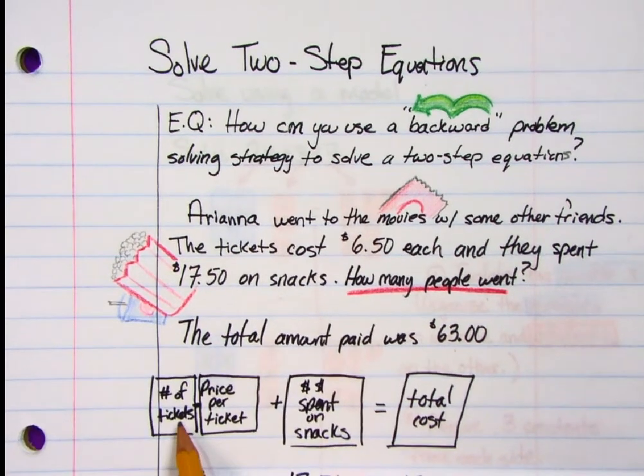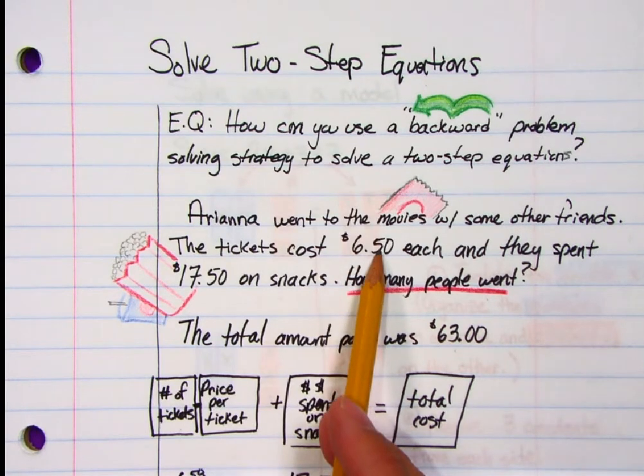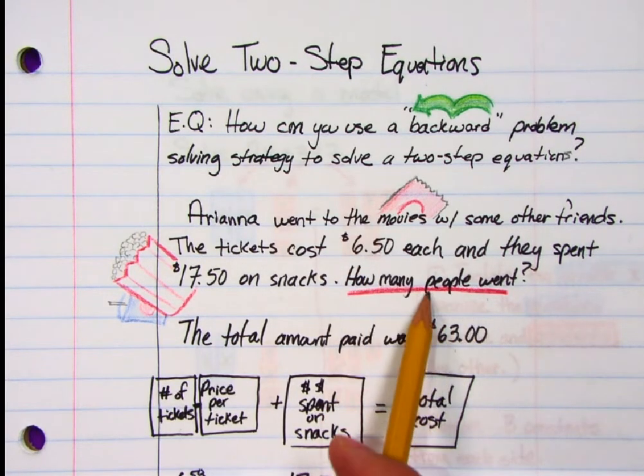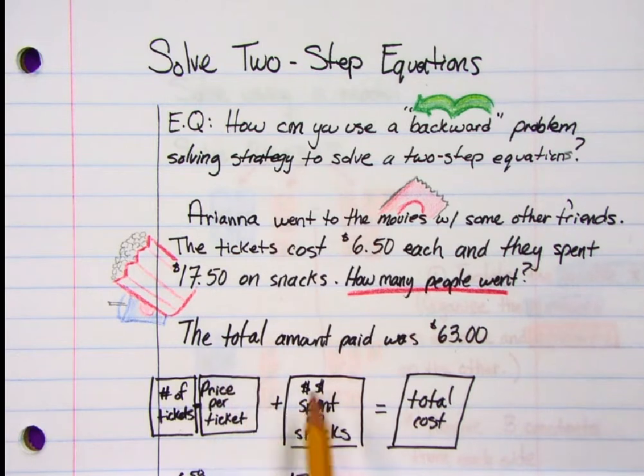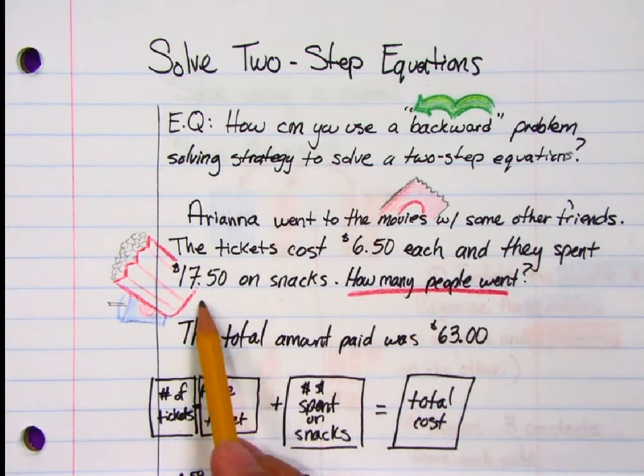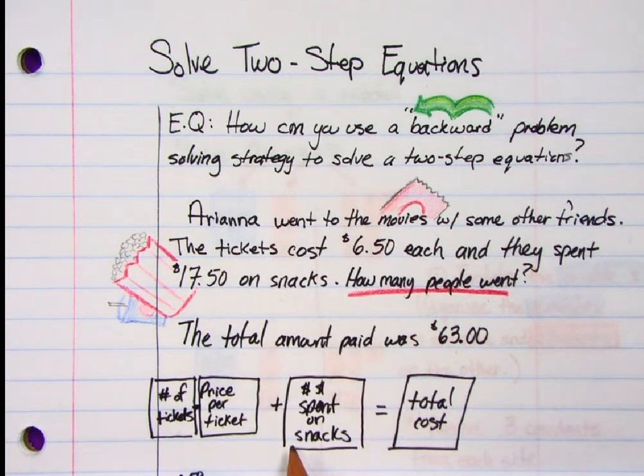So let me take a look at what I've done here. I said, look, the number of tickets times the price per ticket. That would find out how much you spent just for tickets, right? How many tickets you bought and what each of them was worth. We know each of them were $6.50. I just don't know how many people. The other thing I know is I spent $17.50 just on snacks. And the price for the tickets and the snacks together, all that money spent, will give you your total cost.